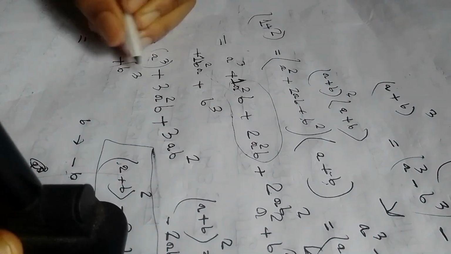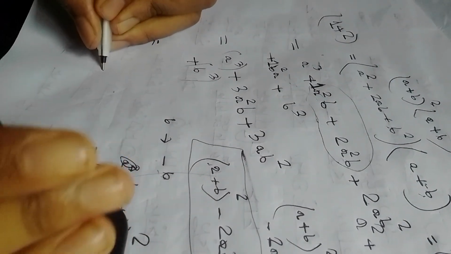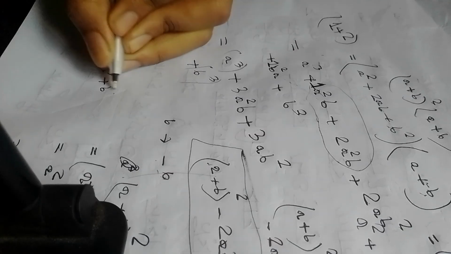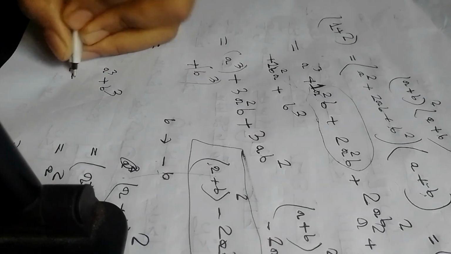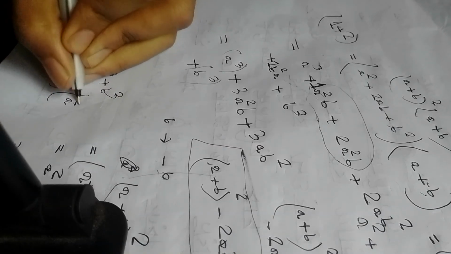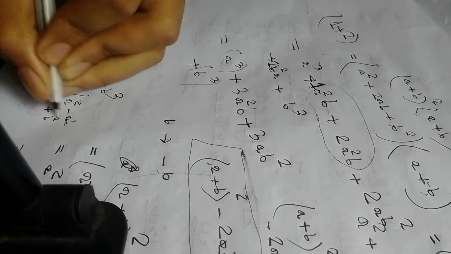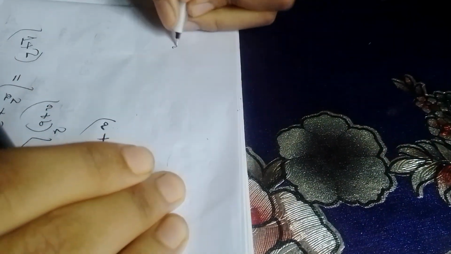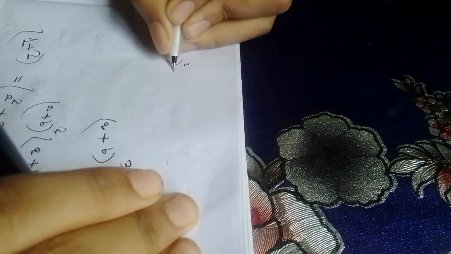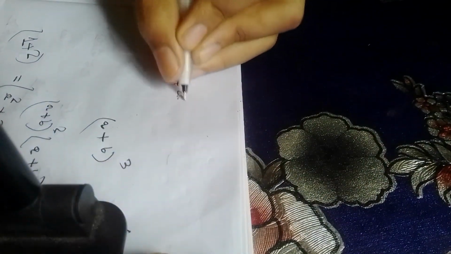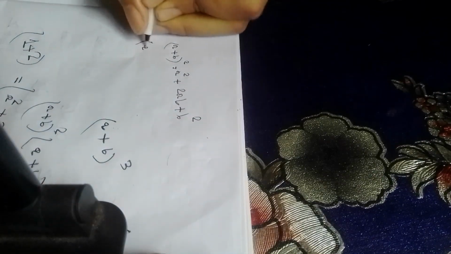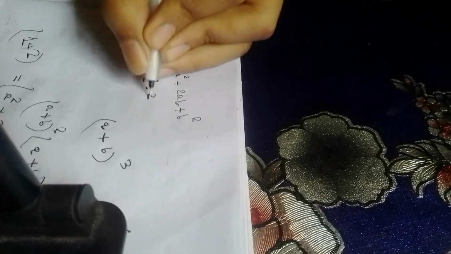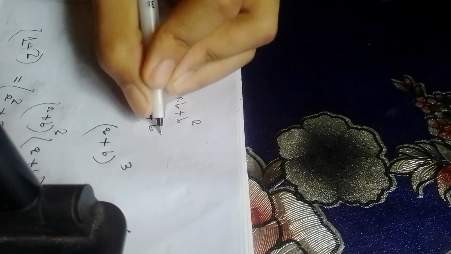Same goes for a cube and b cube. A cube plus b cube, when factorized, will always equal a plus b into a square minus ab plus b square. Okay. Now this is not the problem. A plus b whole square and a square plus 2ab plus b square. Now this is honestly the memorization part. It's better to memorize the formulas so that it's easier for you.